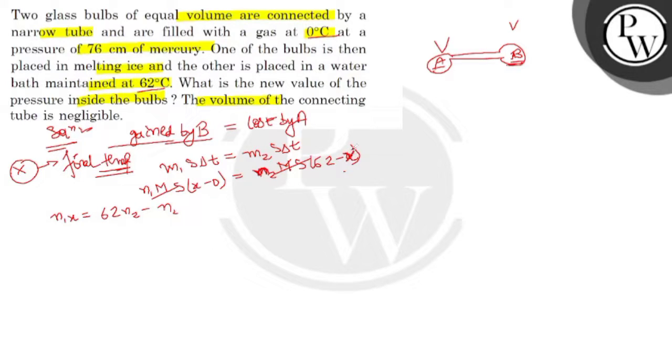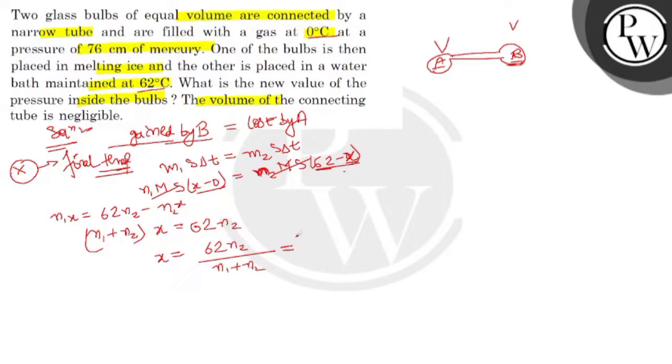The final temperature will be X. Initially this is one value and finally another, because this one is gaining heat and this one is losing heat. That's why here it is N2 minus N2 X. We get the value of X. So N1 plus N2 into X is equal to 62 times N2, and X is equal to 62 N2 divided by N1 plus N2. This is the value of X, or you can say it's the final temperature.